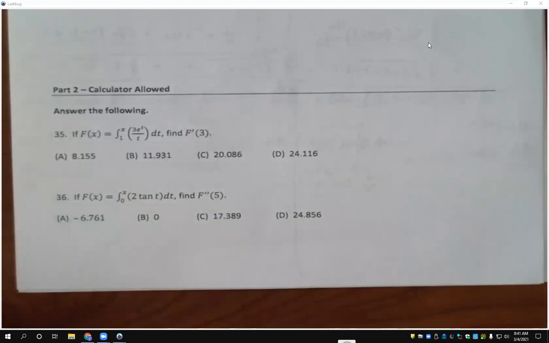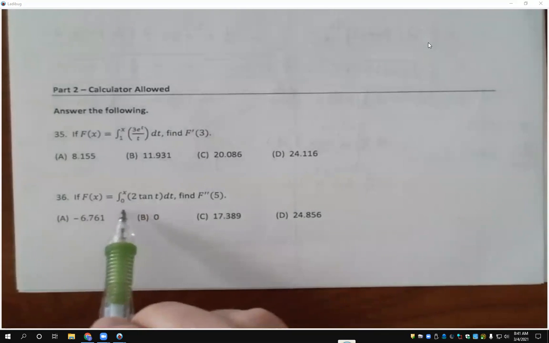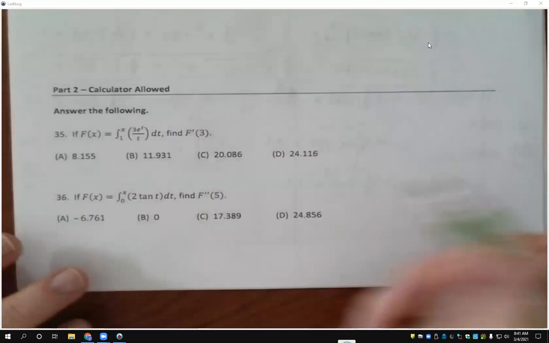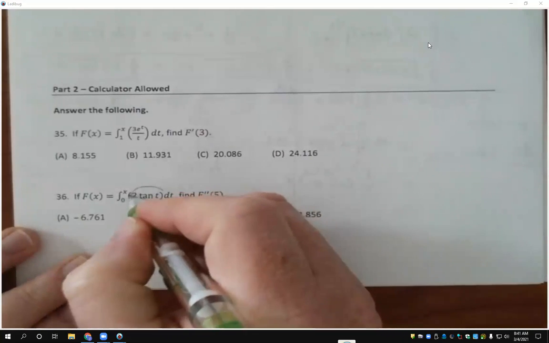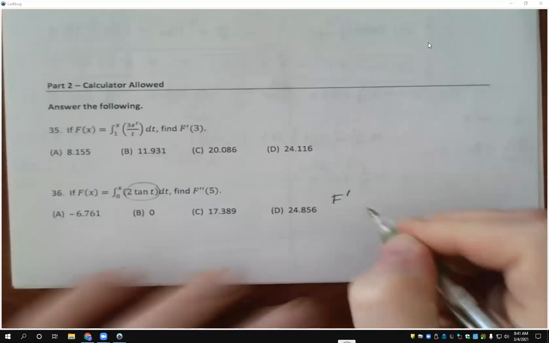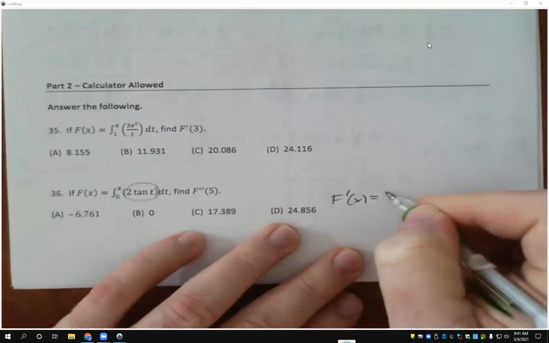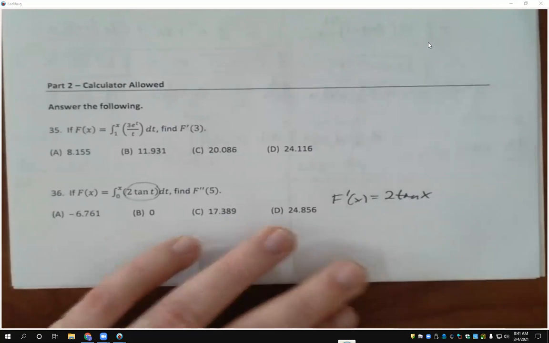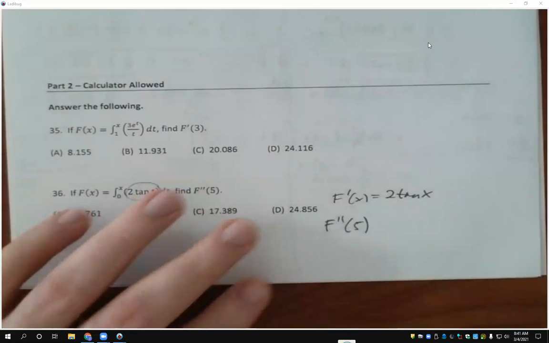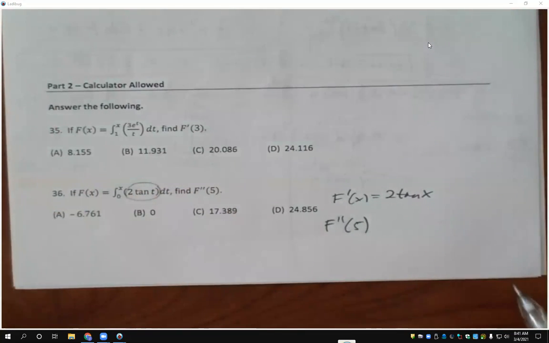Yes. All right. So we're given the function F of x, the integral from 0 to x of 2 tan t dt. You have to be able to recognize that when I plug x into that, I get F prime. So F prime of x is equal to 2 tan x. We want to find F double prime of 5. There's no need to have that memorized. I mean, obviously there's a need to have it memorized, but in this case, there's not.